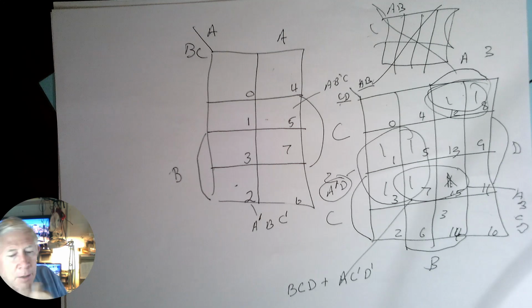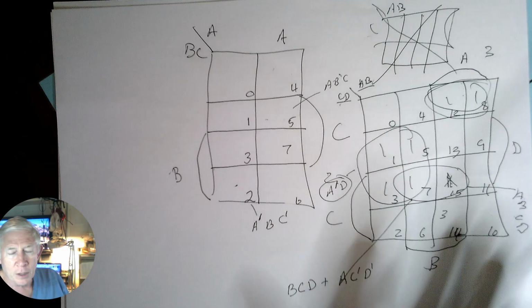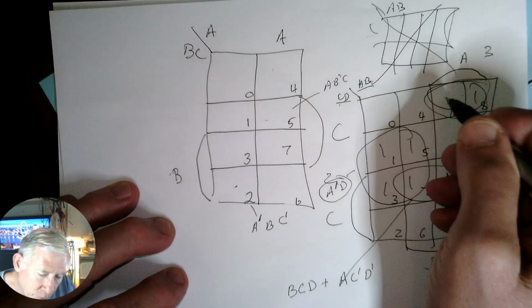Now remember, if you're doing the max terms, the zeros, then what you do is you pretend they're 1s, write it like they were 1s, and then invert it because they're not 1s, they're zeros. So for instance, what if we had 2 zeros here?